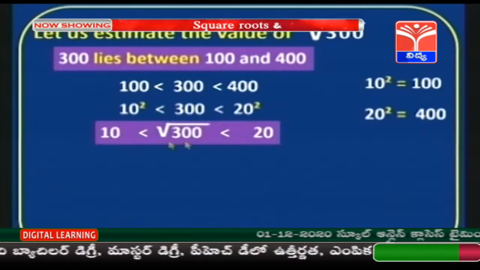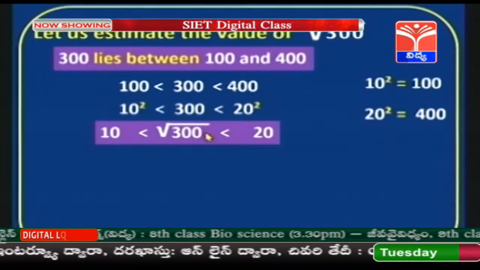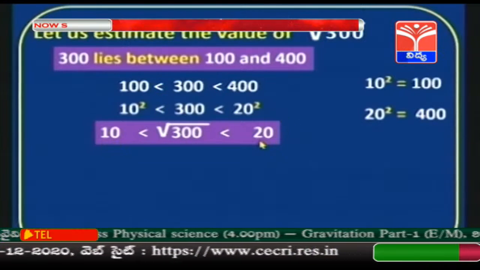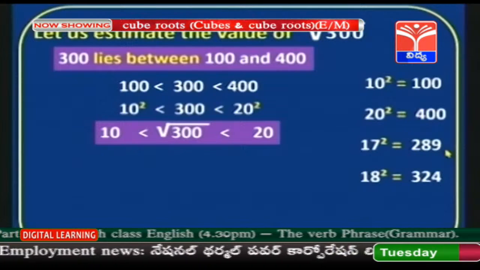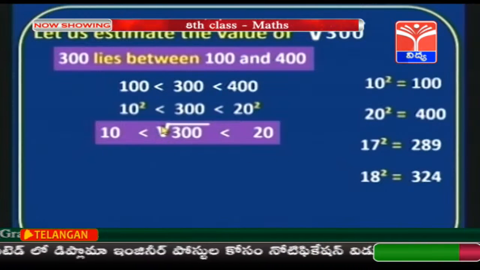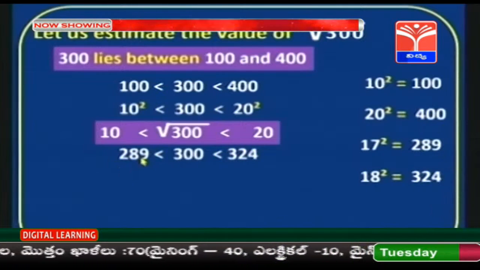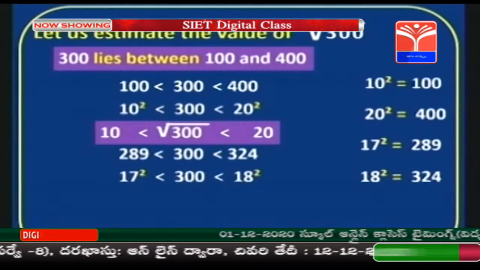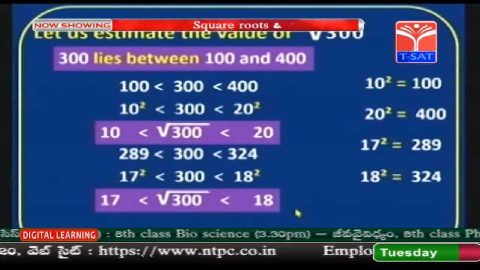If I take the square root, the square root of 10 square is 10, the square root of 20 square is 20, and then the square root of 300. So the square root of 300 lies between which two integers? Yes, it is 10 and 20. Now I am taking the squares of 17 and 18. 17 square is 289, 18 square is 324. Children, is this 300 lying between these two numbers? Yes, 289 less than 300 less than 324. So 17 square less than 300 less than 18 square, so 17 less than root 300 less than 18.